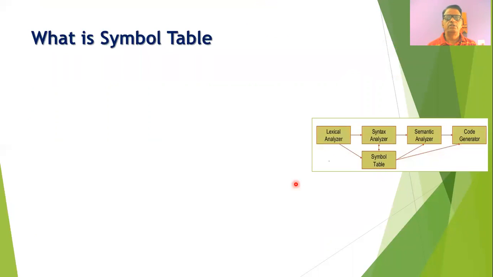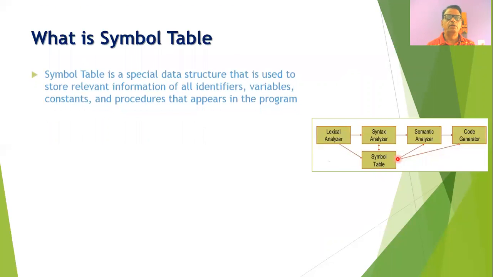So let us start the session with the question: what do we mean by symbol table? In the block diagram of a compiler, we know that there are different phases of the compiler such as lexical analyzer, syntax analyzer, semantic analyzer, and code generator. In the block diagram, we have already seen that there is one block that is associated with all the phases of the compiler. And this block is called the symbol table.